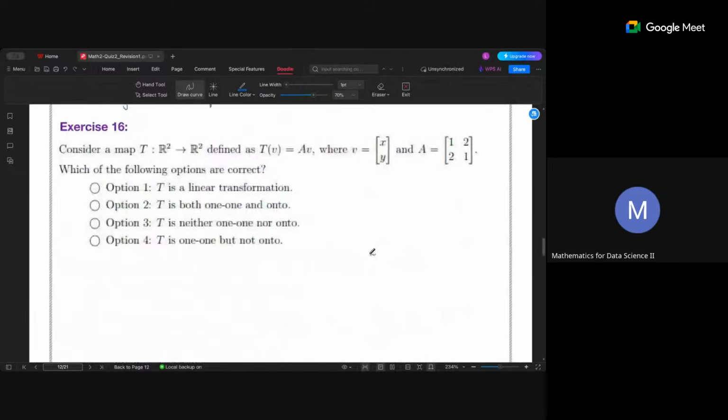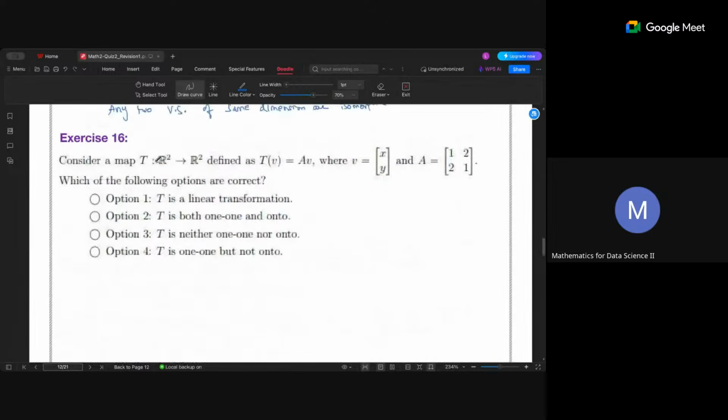Okay, so consider a map T from R2 to R2 defined as T of V equal to AV, where V is (x, y) and A is the matrix 1, 2, 2, 1. Which of the following options are true? Forget about these numbers 1, 2, 2, 1. You know how to obtain a matrix from a linear transformation. How to obtain a transformation from a matrix?